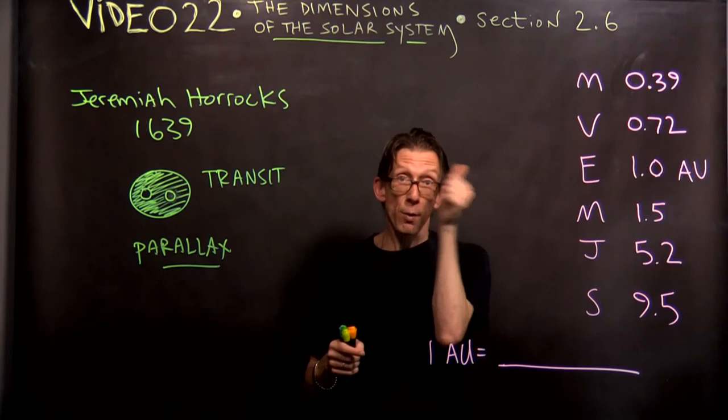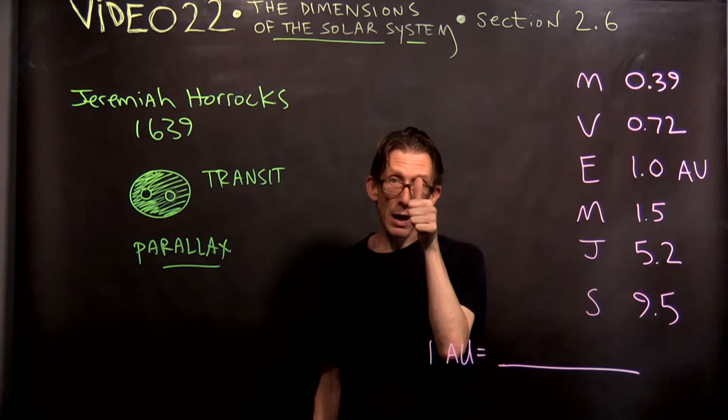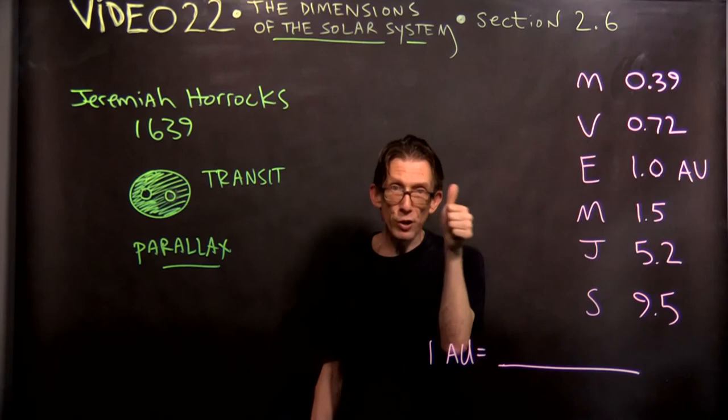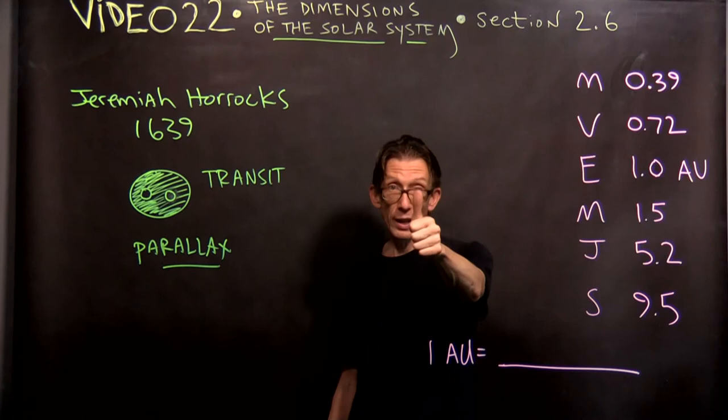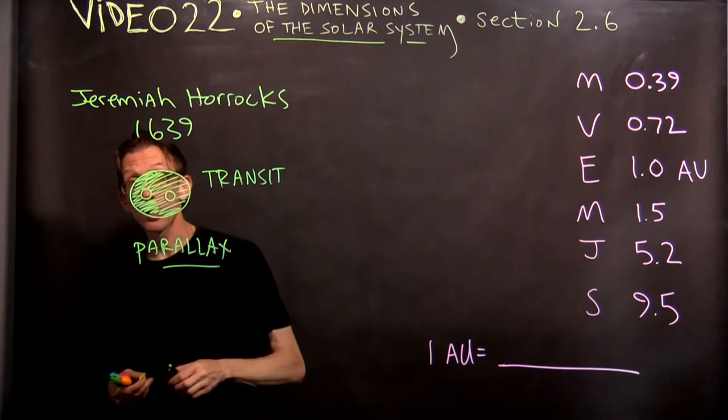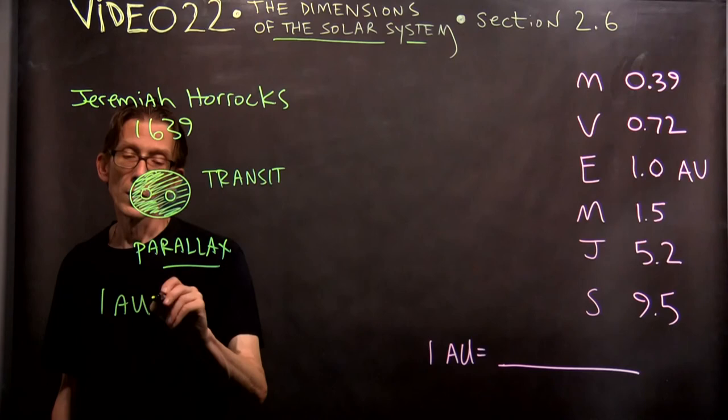When it's way out here, it jumps a little bit. When it's up close, it jumps a lot. So you can figure out, using parallax, the bigger the jump is, the bigger the parallax is, the closer the object is. And so it was by looking at Venus against the sun from two different locations on Earth that we could triangulate and determine the distance to Venus. And Jeremiah Horrocks did this for the first time during a transit in 1639, and he got that one AU was about 60 million miles.